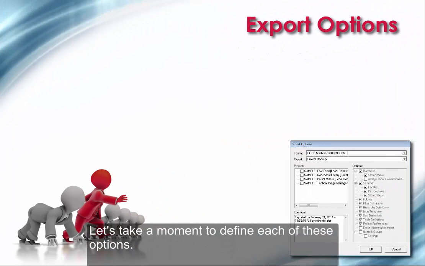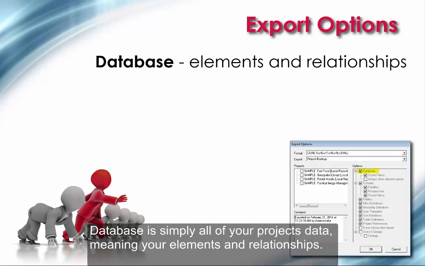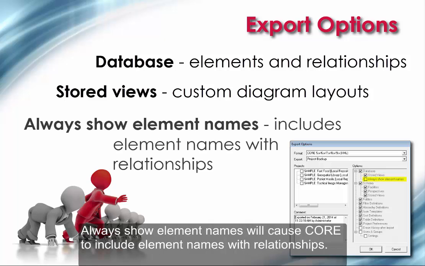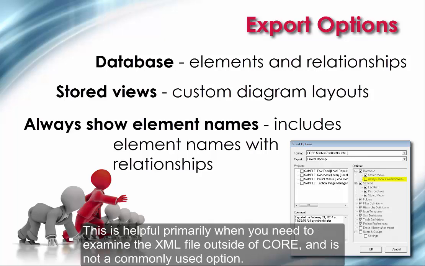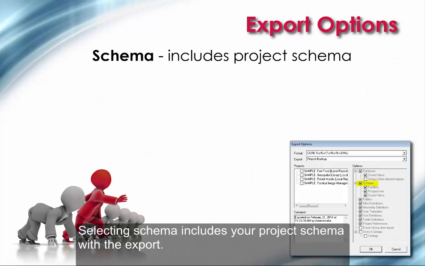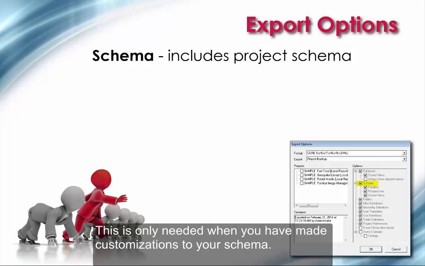Let's take a moment to define each of these options. Database is simply all of your project's data, meaning your elements and relationships. Selecting Stored Views will also include all of the layout work that you have done to your diagrams. Always Show Element Names will cause Core to include element names with relationships. This is helpful primarily when you need to examine the XML file outside of Core and is not a commonly used option. Selecting Schema includes your project schema with the export. This is only needed when you have made customizations to your schema.